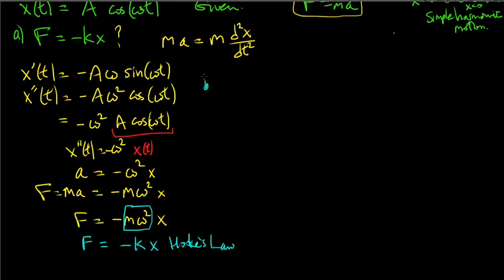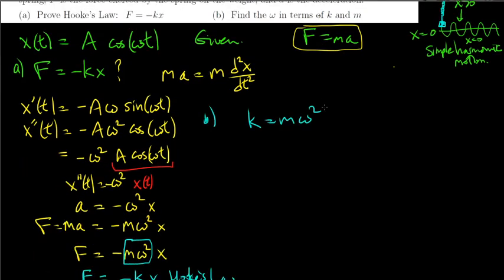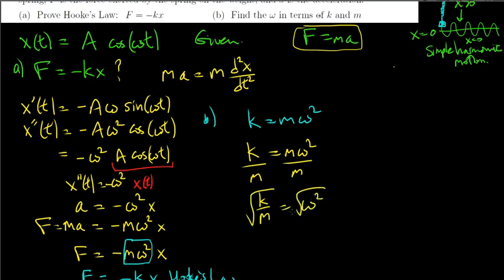And for part B, we know that k is just m times omega squared. In part B, we want to find omega. So that's just a matter of dividing by m and then taking the square root of both sides. We'll dispense with the plus or minus. We'll assume the frequency is positive. So omega is just the square root of k over m.